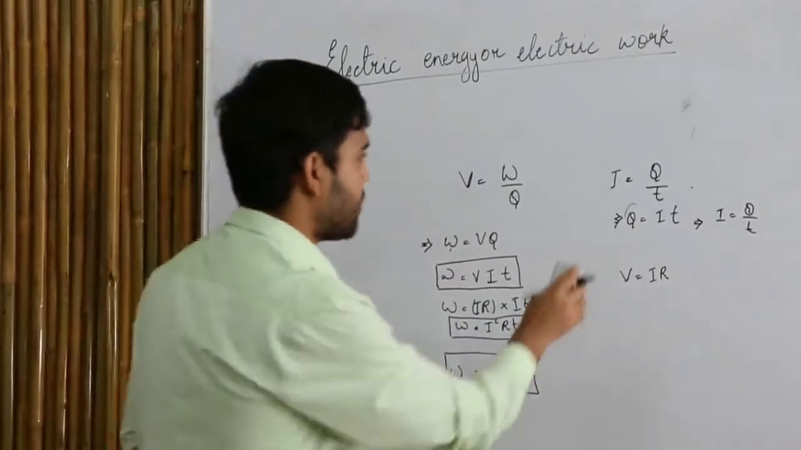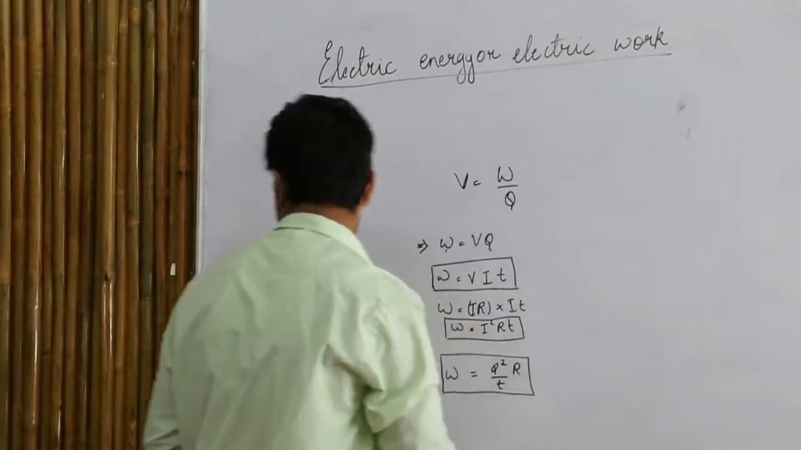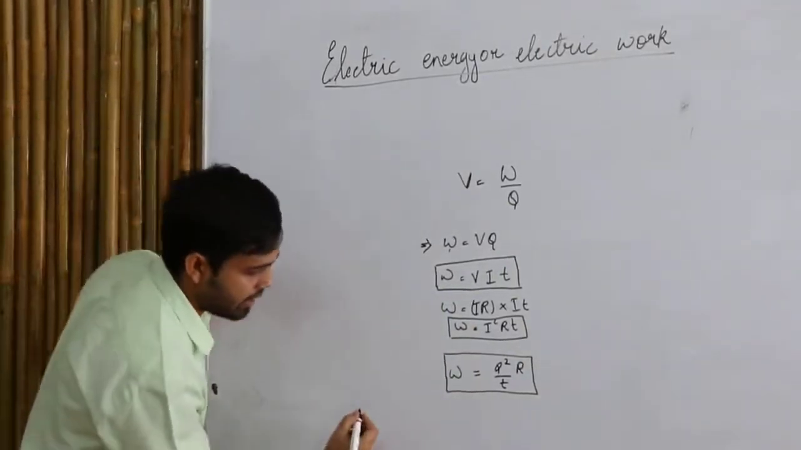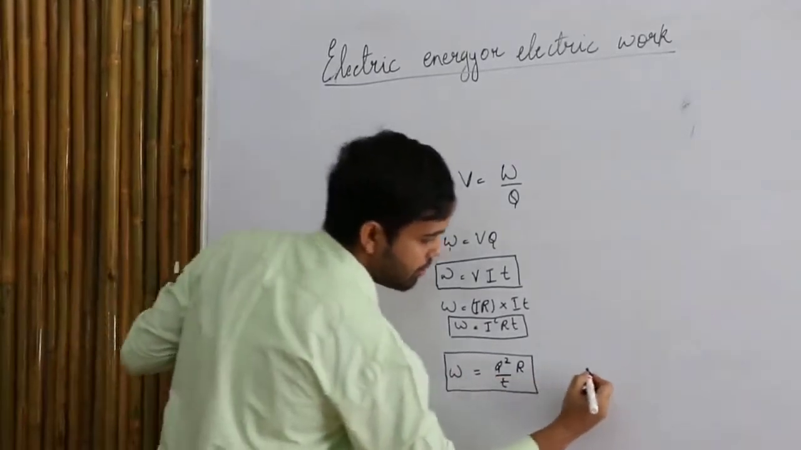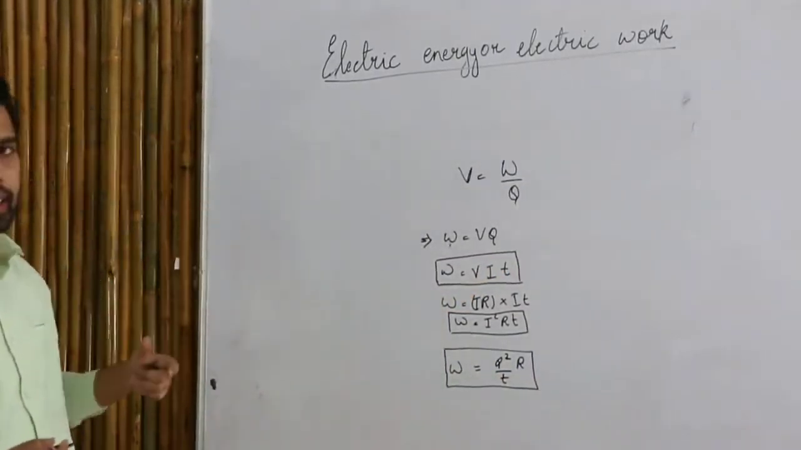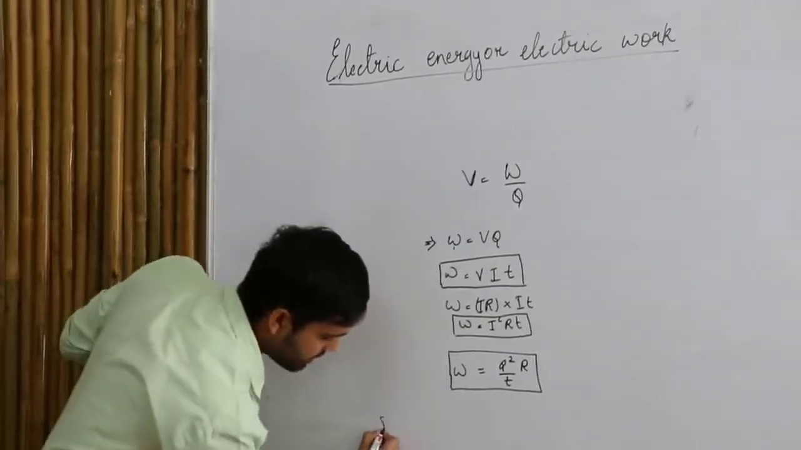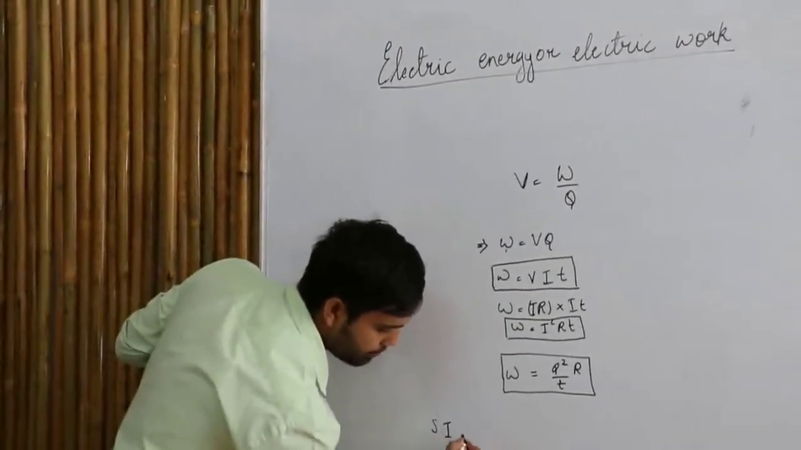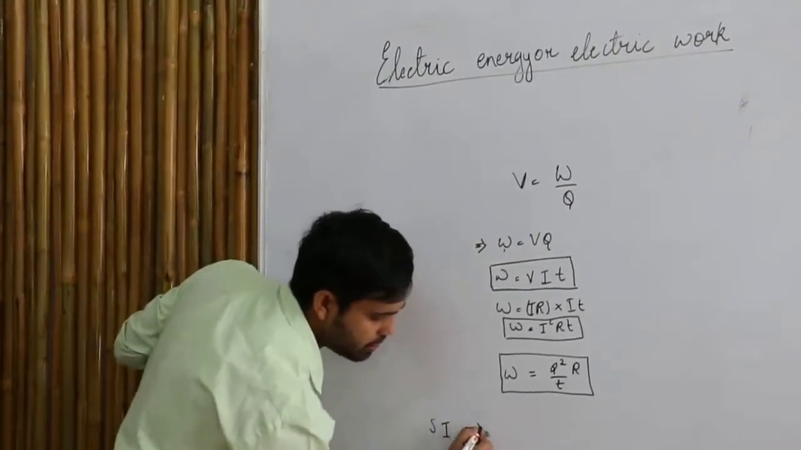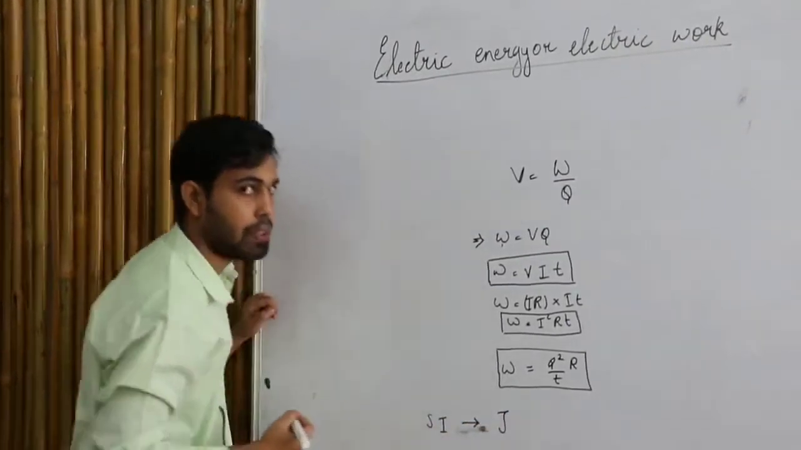Now coming to electric power. Okay, before that, what is the unit of electric energy? The SI unit of electric energy is joules. The SI unit of every energy is joule. Again, electric energy is an energy. So the SI unit of electric energy will be joules. The SI unit is joules, denoted by capital J.